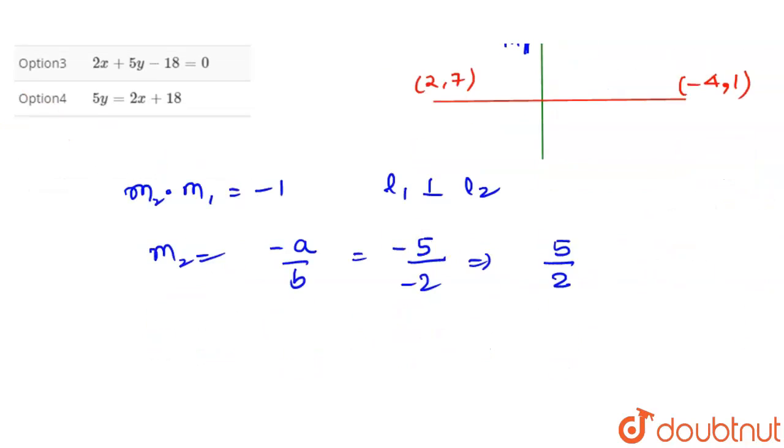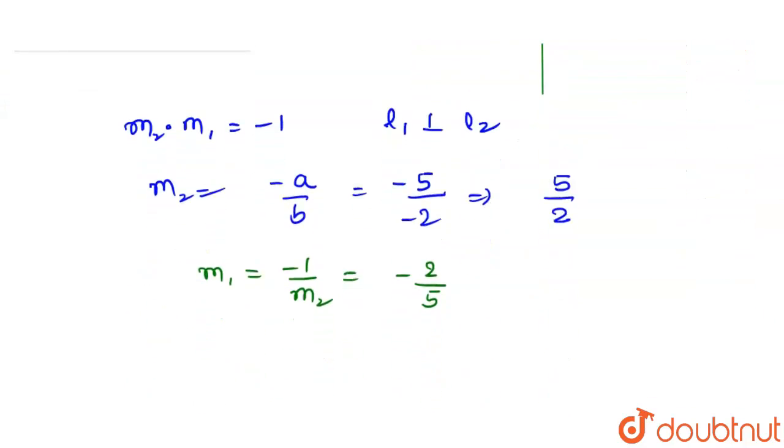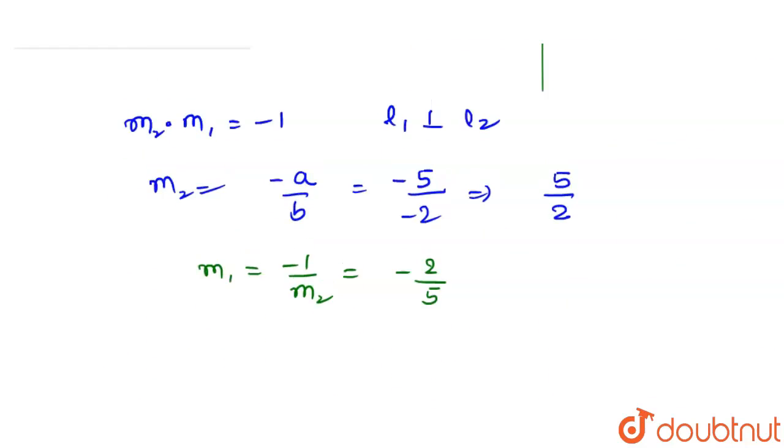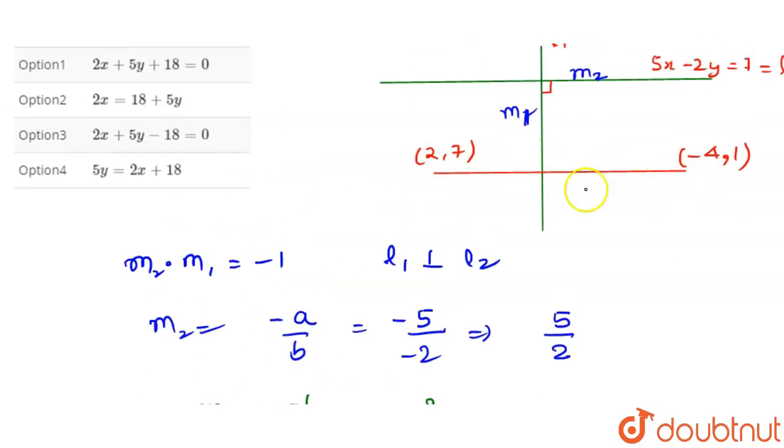Now using this slope we can find out the slope of line L1 whose equation is required. So m1 is minus 1 upon m2, that is, this will become minus 2 upon 5. So the slope of the required line is minus 2 upon 5. Now we need a point also, and that point will be found using this line. We know that the line is passing through the midpoint of these two points, right?